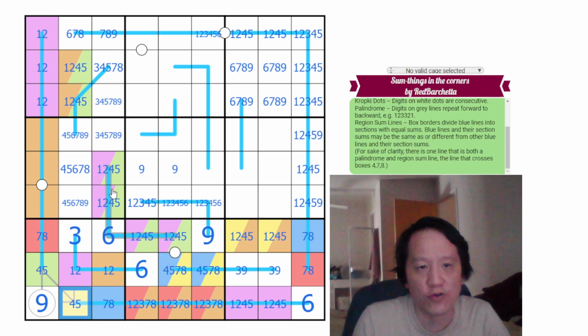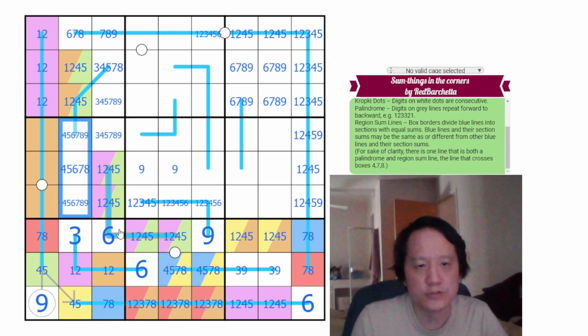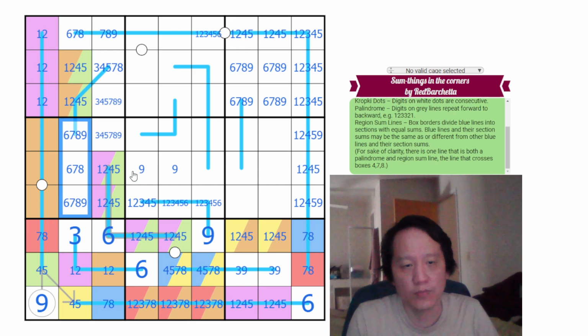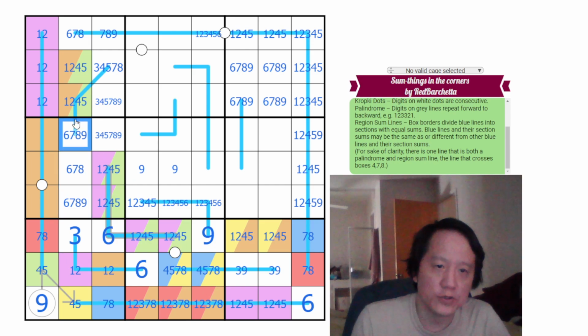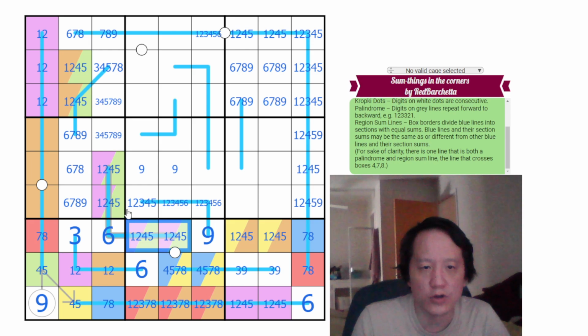Okay, so this is 4, 5 also. So this cannot be 4, 5. So this is 6, 7, 8, 9. This is 6, 7, 8, 9. The 4, 5, this one has to be here. So green and purple go together. And that's that. Unfortunately, we don't have any more information.